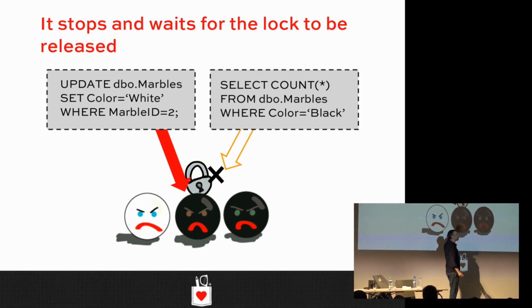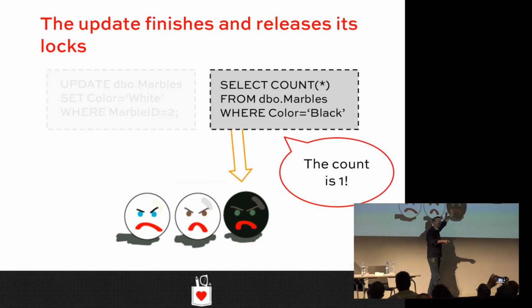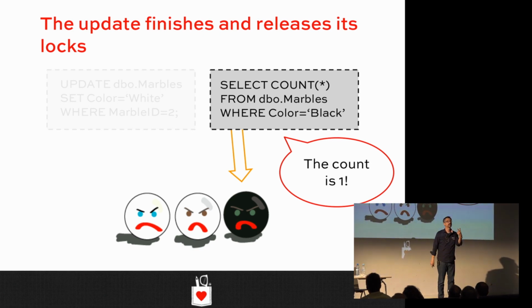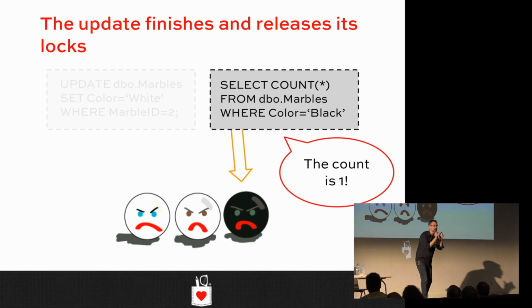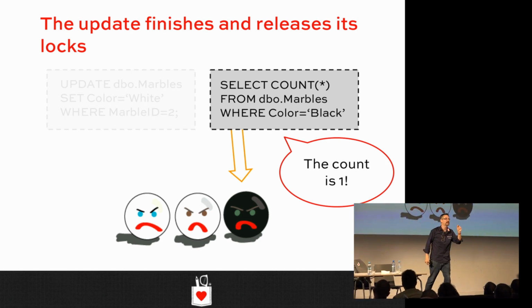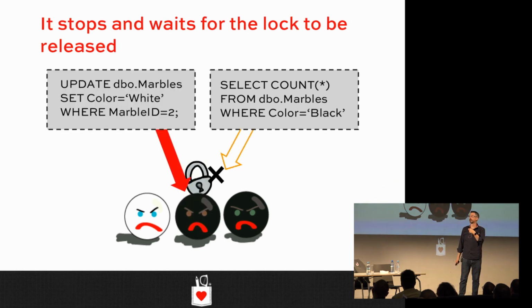The select can't read marble ID number 2 until the update finishes. He's blocked. It takes some time, but after the update finishes, then the select finishes, and he sees that the marble black count is 1. Now I need to be specific. That select answer is true for the moment in time that the query finished. It's not true as of the moment in time when the query started.